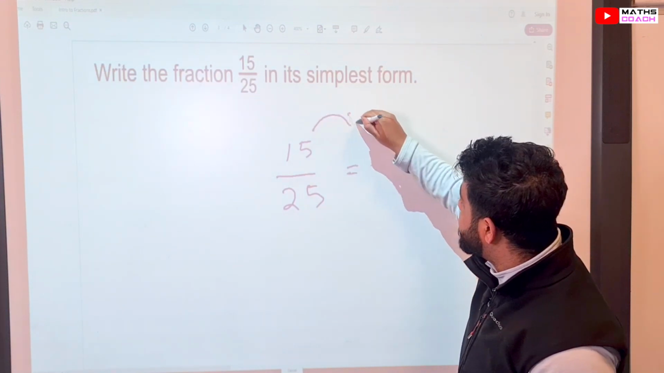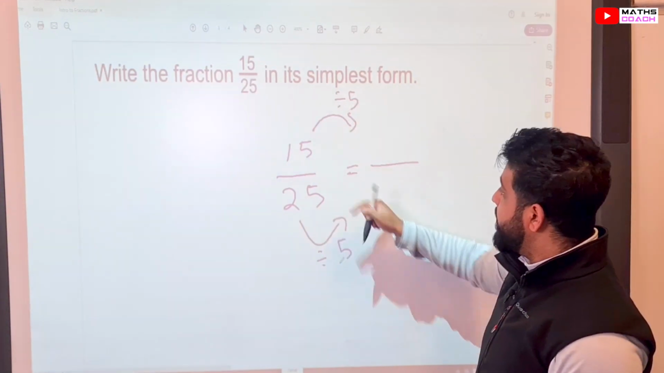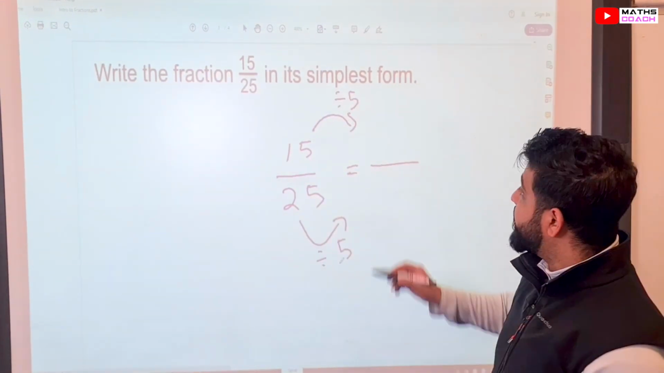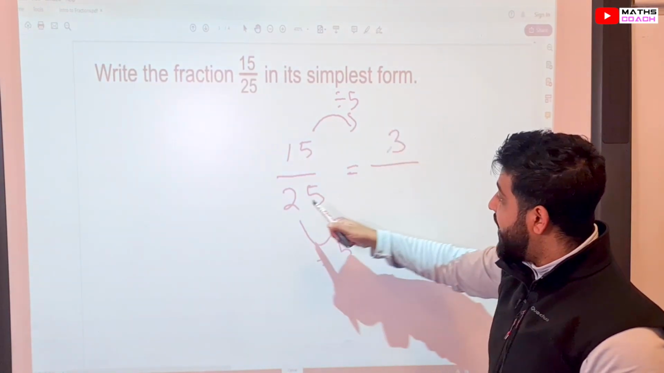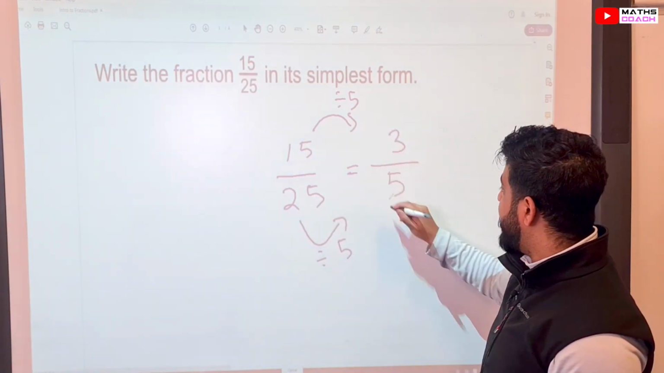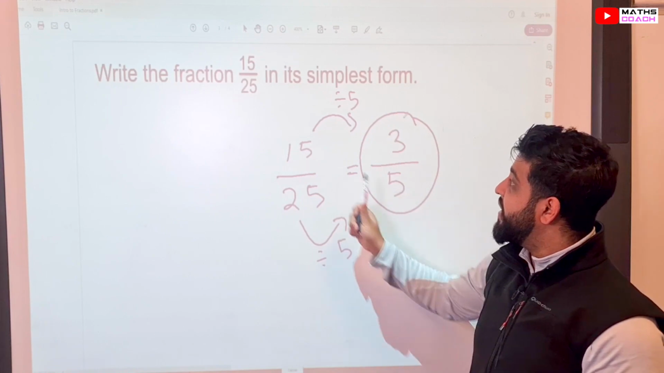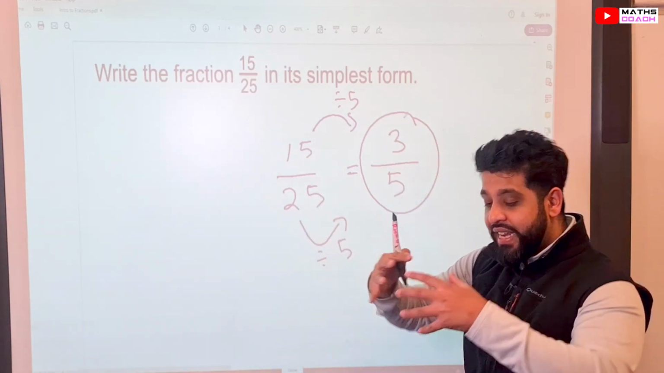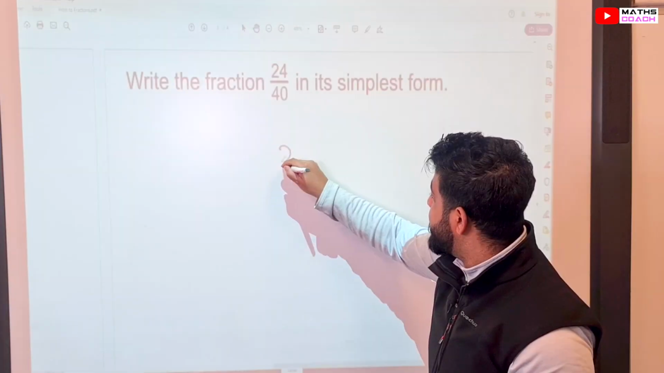So we are going to divide both by 5. Okay? So what's 15 divided by 5? 15 divided by 5 is 3, and 25 divided by 5 is 5. So therefore 3 over 5 is this fraction in its simplest form. So let's have a look at this.